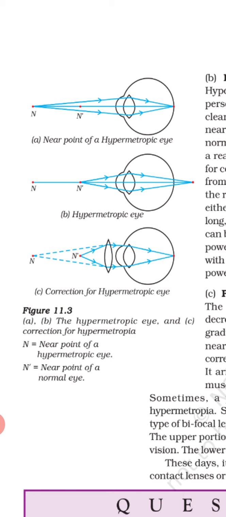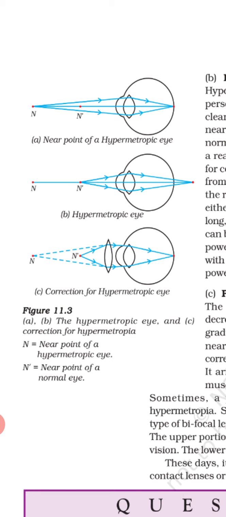So the near point of an eye having hypermetropia, or long-sightedness, is more than 25 centimeters away. So the diverging rays of light coming from this hypermetropic person's near point can just be focused by his eye on the retina. This means that if an object placed at the normal near point can be made to appear as if it were placed at this eye's near point, then the eye will be able to see it clearly.